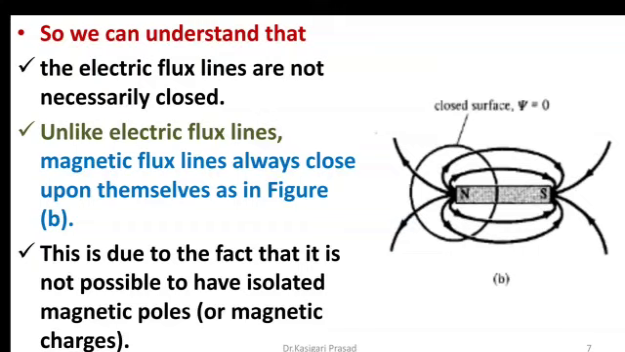Unlike electric flux lines, magnetic flux lines always close upon themselves, as shown in this particular figure. Let us take a magnetic bar which has a north pole and a south pole, and the flux lines are produced across that bar. These flux lines are closed, and the total amount of flux enclosed is equal to 0. This is due to the fact that it is not possible to have isolated magnetic charges, that means isolated magnetic poles.